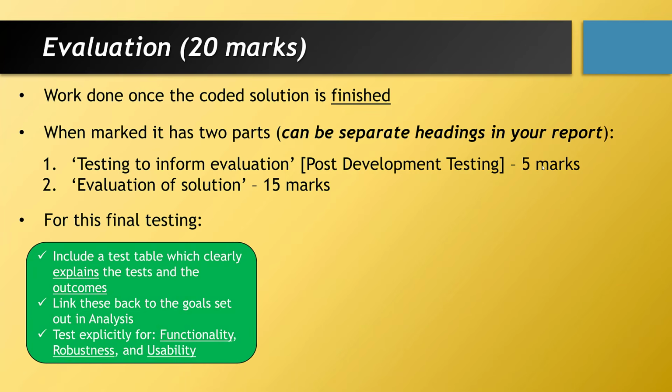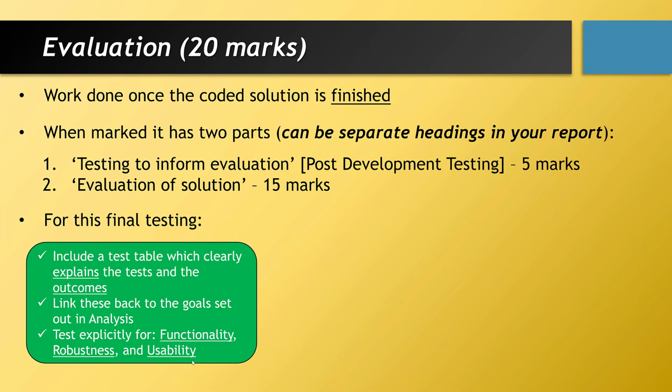Now, for this final post-solution testing, test tables again are great. We want test tables which clearly explain what tests you're doing and the outcomes of these tests. So you're doing some more testing. This time, the tests are of the system as a whole. So not the individual parts, the individual bits of code. We're looking for what are the main features of it, do they work, do they not work, and so on. So we're linking these back to the goals set out in analysis. Hopefully your success criteria are relevant again here. And the 3 parts we're testing for are functionality, robustness, and usability.